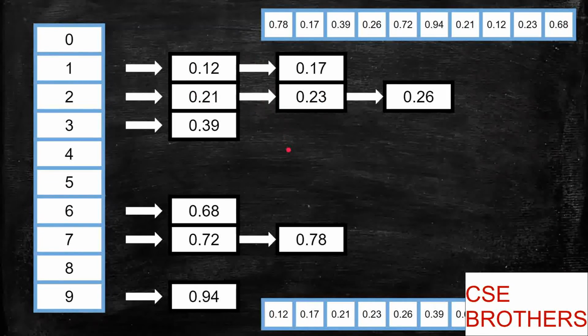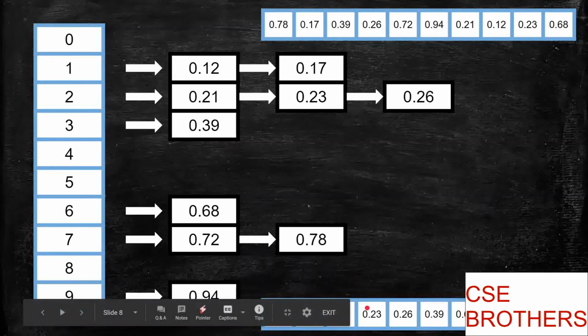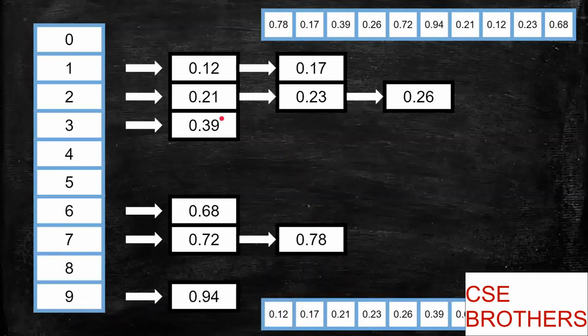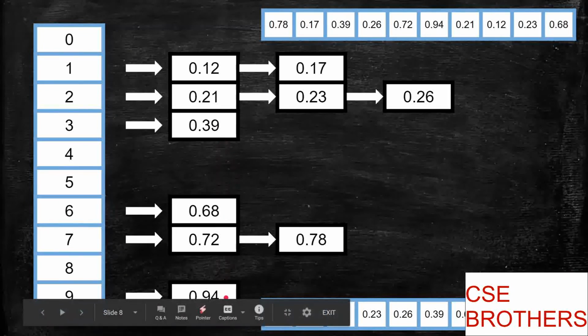Our last step is to merge the output of all the buckets. We traverse the buckets in order, and we merge the output of each bucket. So we take 0.12, then 0.17 from bucket number 1. Similarly, these three elements from bucket 2, and we merge them into the final output, then 0.39, similarly up to 0.94. And as we can see, at the end we have data in sorted manner.